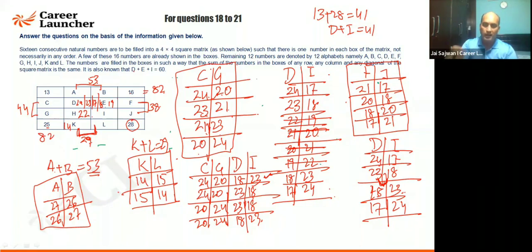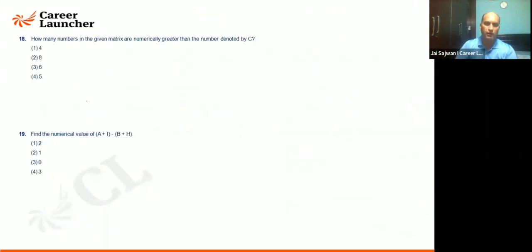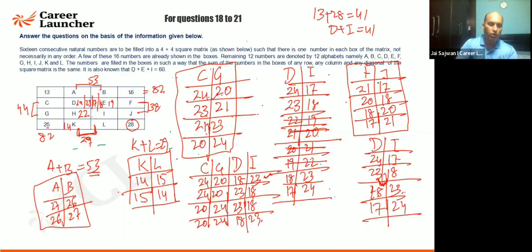Leave this here. Let's come to the question, because maybe in the question they are giving you some value. How many numbers in the given matrix are numerically greater than the number denoted by C? Number denoted by C. What is the possible value of C here? Can we find out the possible value of C here? So here we go.